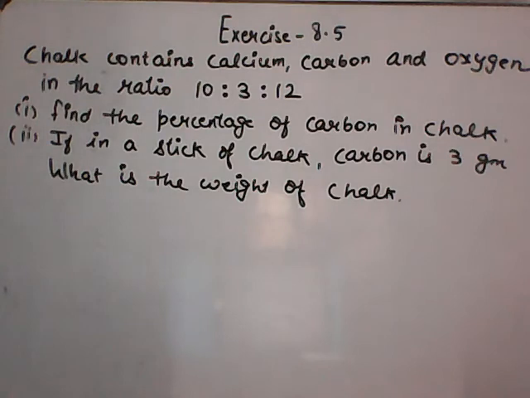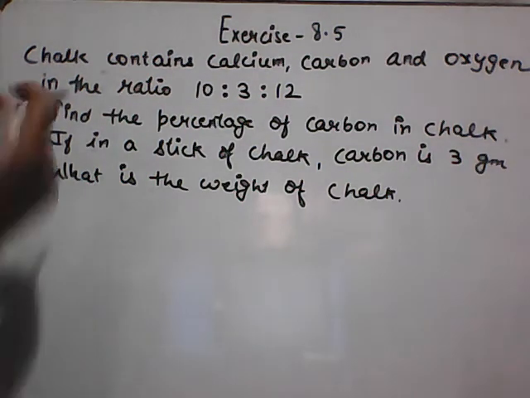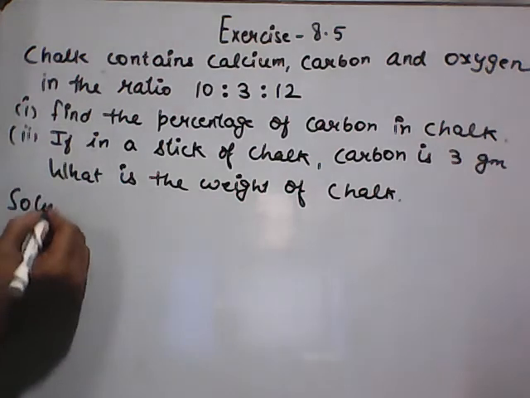In this question, chalk contains calcium, carbon and oxygen in the ratio 10:3:12. That means a chalk contains these three quantities in the ratio 10:3:12: 10 ratio of calcium, 3 ratio of carbon and 12 ratio of oxygen. You have to find the percentage of carbon in chalk. Let's solve the first part.